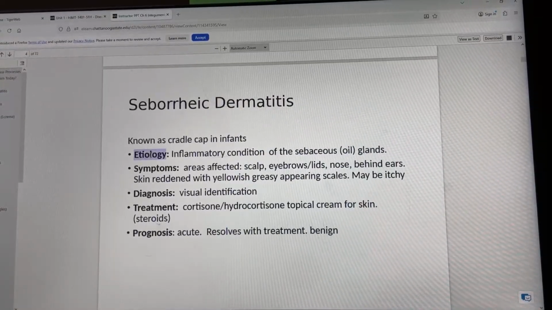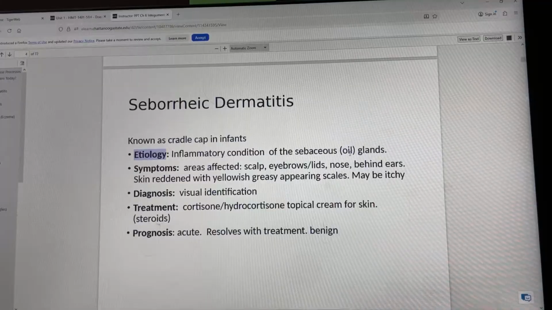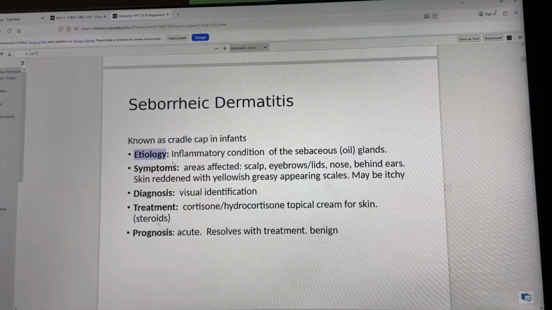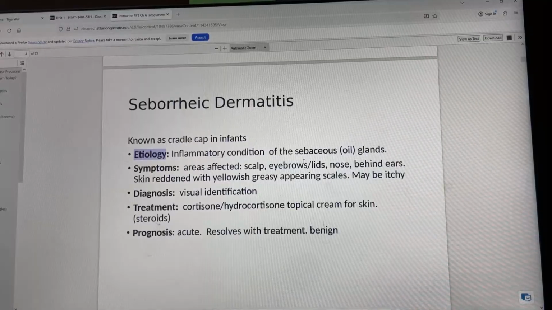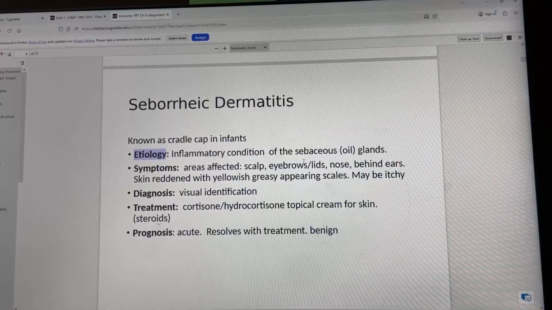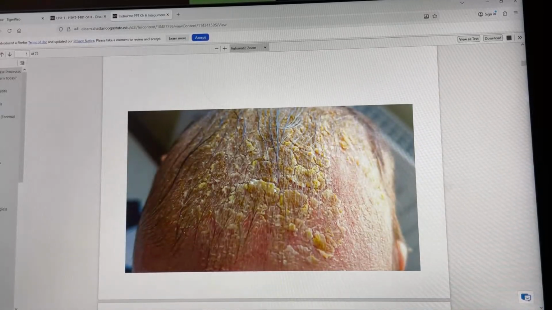So etiology, remember that means the cause. So the cause of this condition is that the oil glands on the scalp are becoming inflamed. Okay, so they're just overproducing this oil. Symptoms of this is going to be mostly the scalp, but also you can get some areas of the face too, like the eyebrows, the nose, behind the ears, because there's a lot of oil glands on your face and hair, right? And this is a picture, just so you can see. This is a severe case, obviously, but this is what that overproduction of oil looks like. Okay, so it's very common in babies.